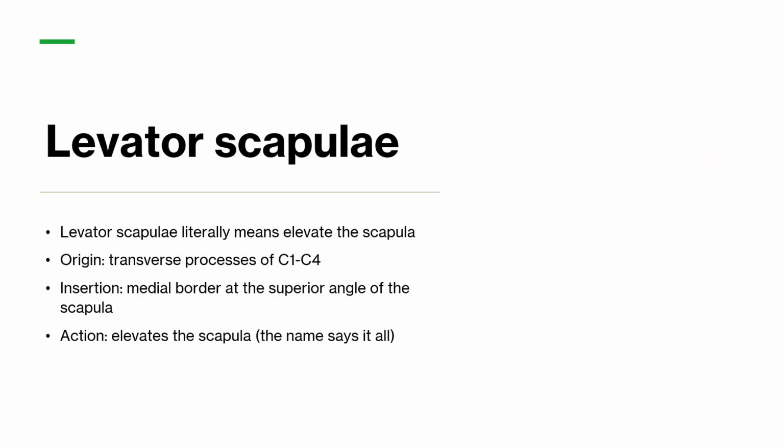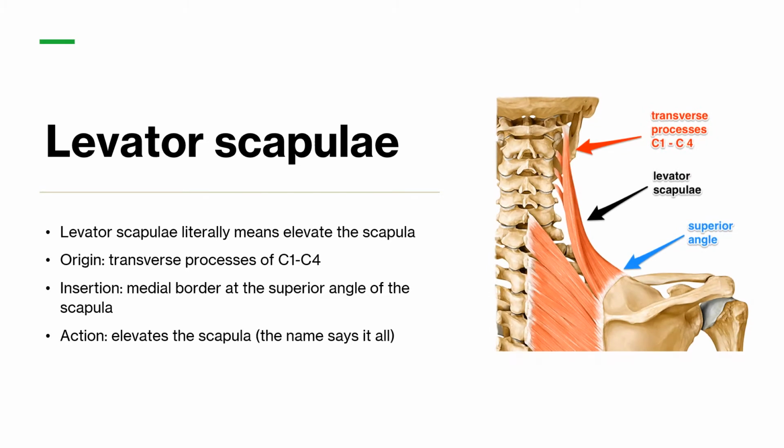Levator scapulae. Levator scapulae literally means to elevate the scapula. Its name is telling you what it does. It originates from the transverse processes of C1 to C4, and it inserts on the superior angle of the scapula. And what does it do? It elevates the scapula. I just said the name says it all.